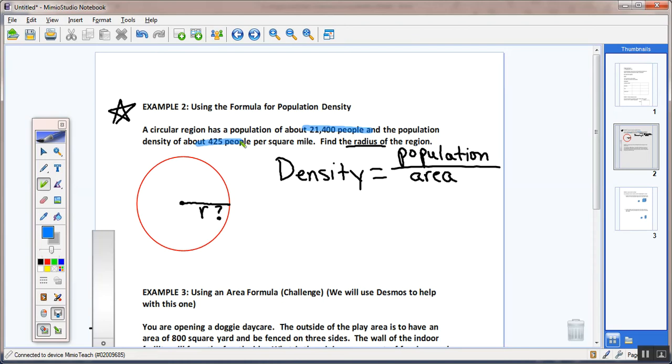How about that first value, 21,400? What is that 21,400 representative of? Population. So right up here by population, what value could I fill in?